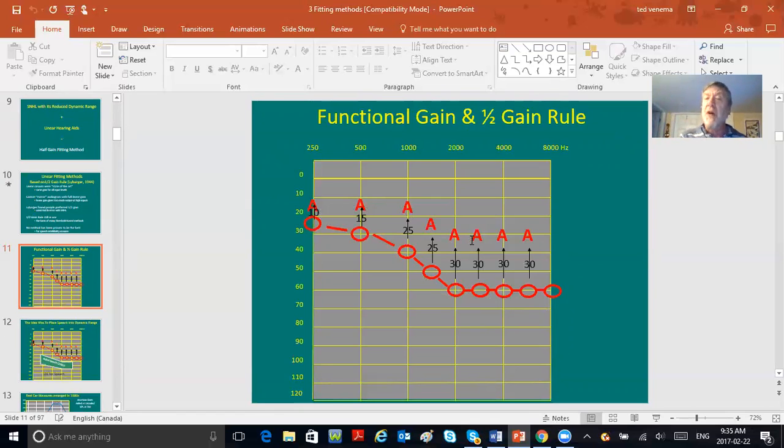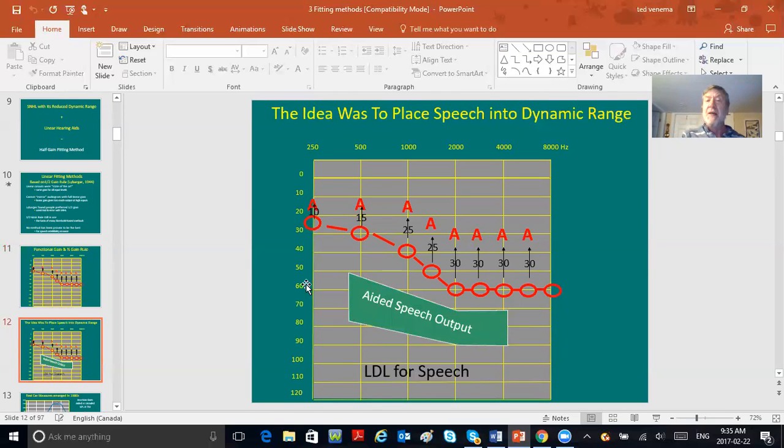And the reason why is because then, with input speech, that's 55 dBHL or 65 dBSPL. That input speech plus half the gain would nicely place aided speech output within the dynamic range of the hearing impaired person without exceeding his loudness discomfort levels.